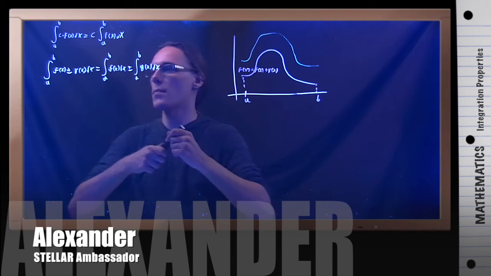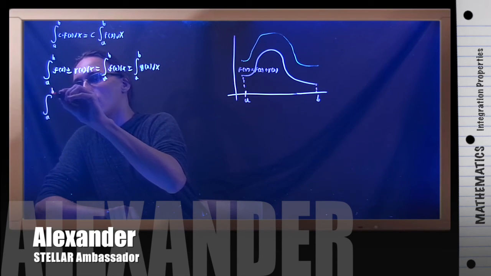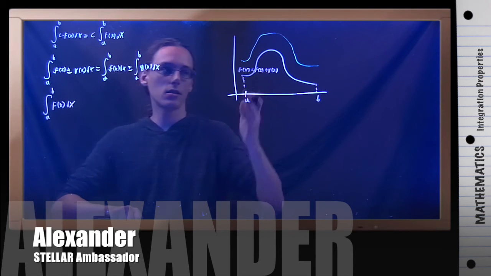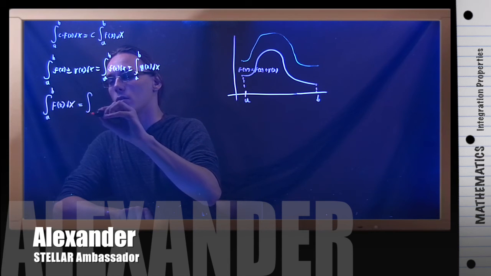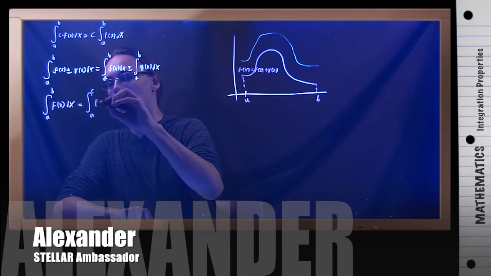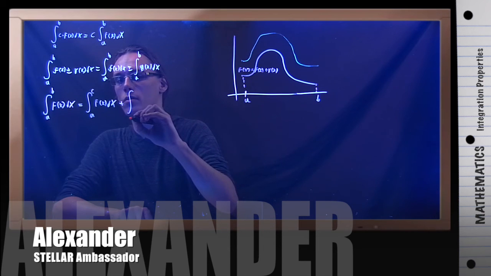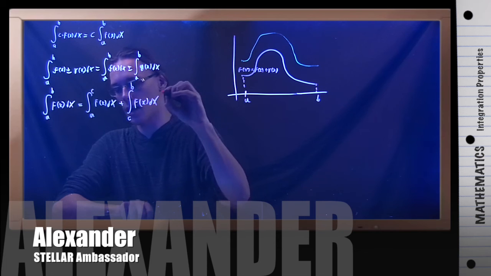An easier property to visualize is, say I've got the integral from A to B of just my function, big F of x. I can split it arbitrarily. And so I can say, let's do the integral from A to C of f of x dx. Let's add that to the integral from C to B of big F of x dx.